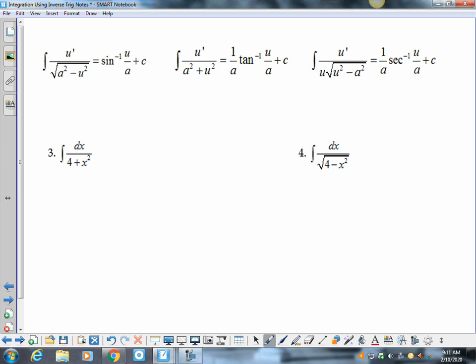So what are we thinking? Tangent. It's still the a squared and the u squared, all that's the same. So who's your a squared? Who's your u squared? So who's your a? Who's your u? And who's your du? So don't need a thing. Don't need a thing.